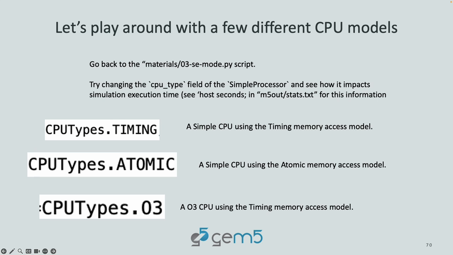And if you really want to be ambitious, I don't think there's time to do this in this class, you could have a second parameter to your file that is what the CPU type is, if you want to. And then just do this all from the command line.